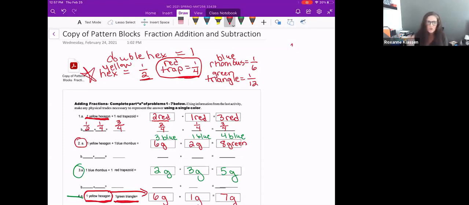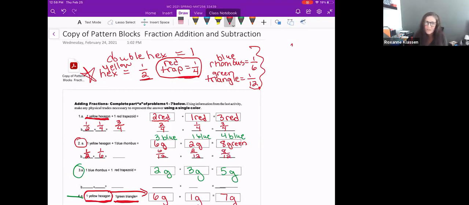Yeah. So we're just directly translating what we did with our pattern blocks, but now using this key. So again, 1 yellow hex is 1/2. A blue rhombus is 1/6. Does everybody see where I got that from? It goes back to my key way up here. So now when I switch to 6 green, greens are 12ths. So now I have 6 copies of 1/12. So that's going to be 6/12 plus 2/12, which is 8/12.